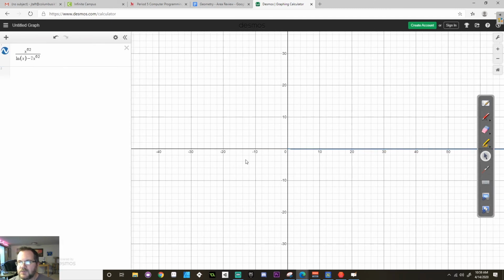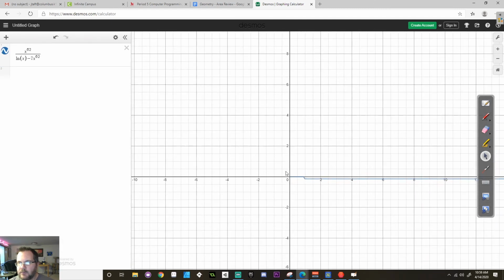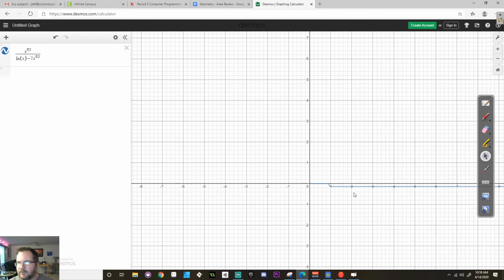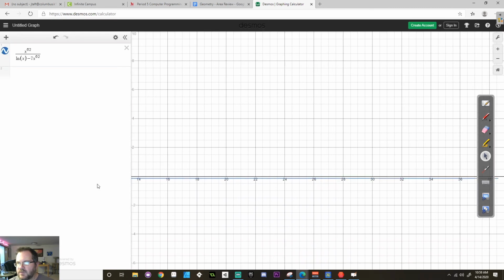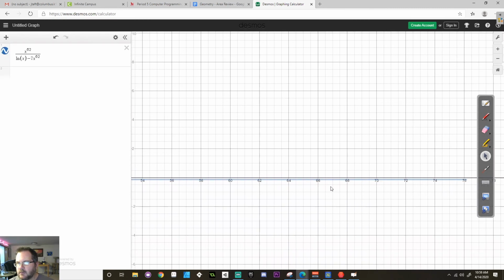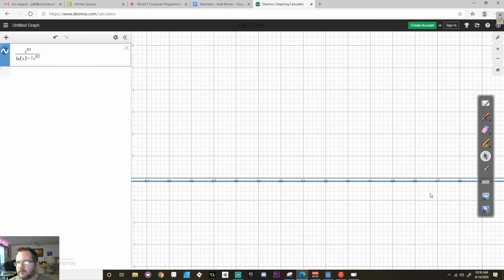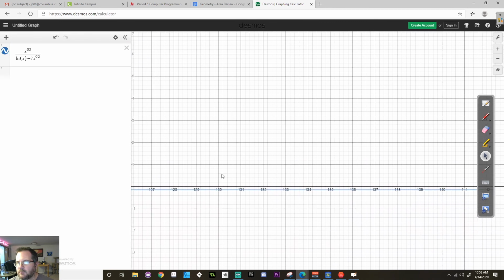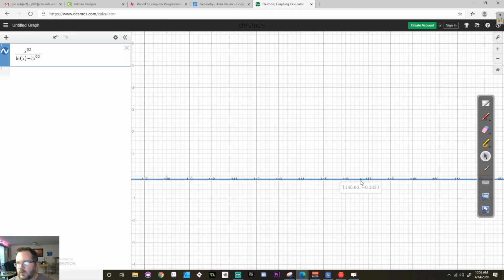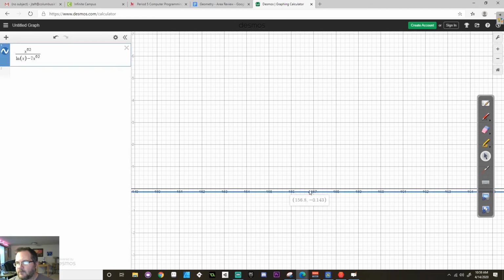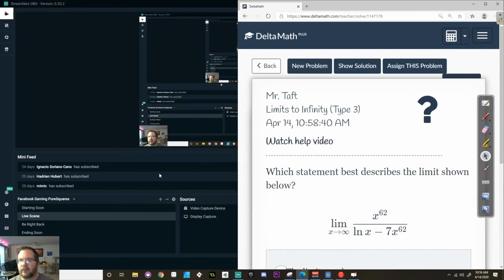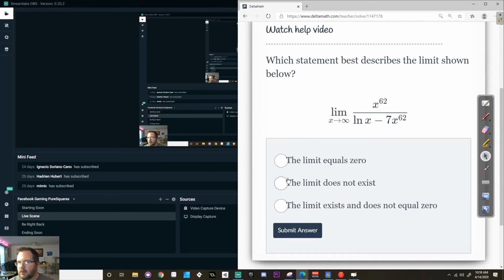Now, as we're approaching negative infinity, the limit does not exist because of the values of the function. As we're approaching positive infinity, the values of the function are approaching negative 0.1. Oh, hey. The limit exists and does.